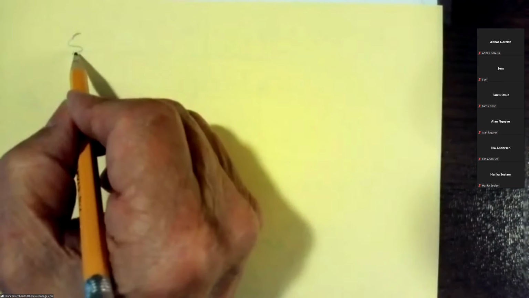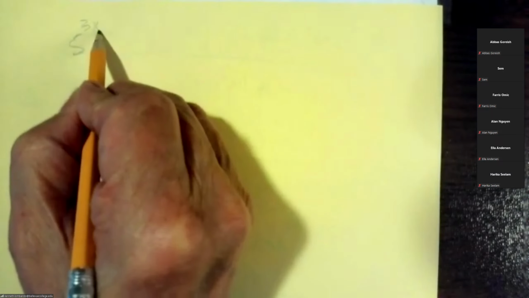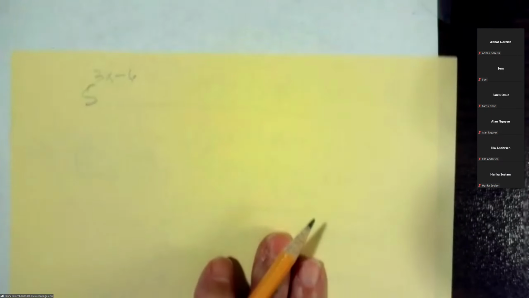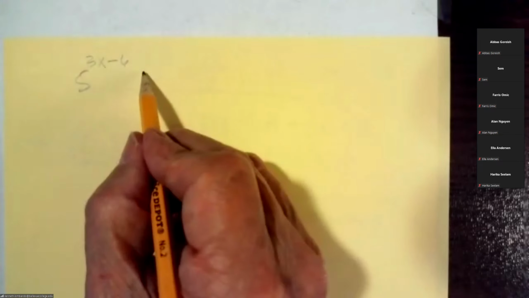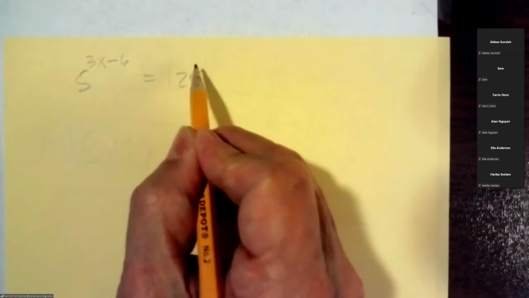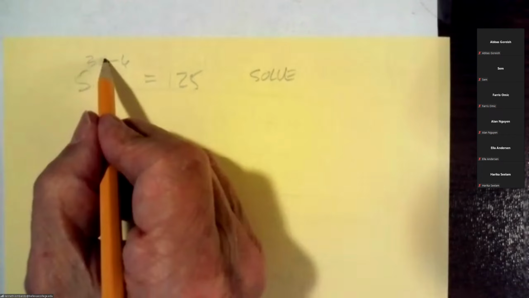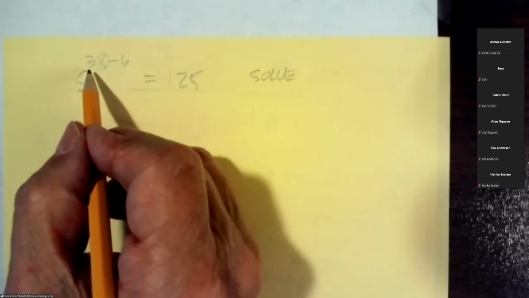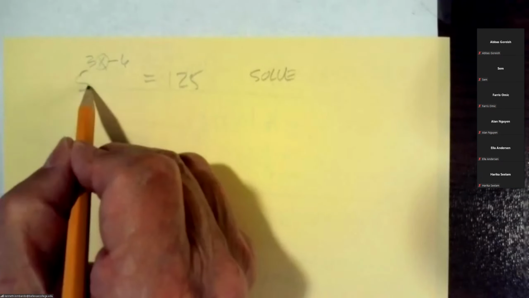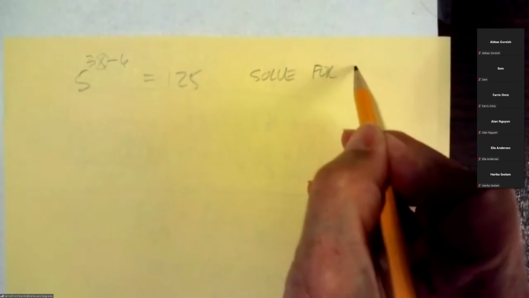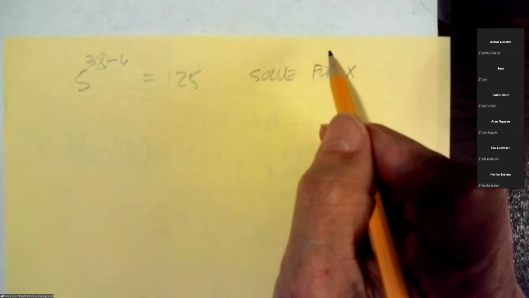All right, let's say I give you 5 and the exponent is 3x minus 6. We want to set that equal to, let's say, 125. And I say solve. And you say, well, what am I solving for? And I say, well, you're always solving for whatever variable is not known here. Now, if we had 2 variables, then we would need 2 equations, but here we only have 1 variable. So I say solve for x.